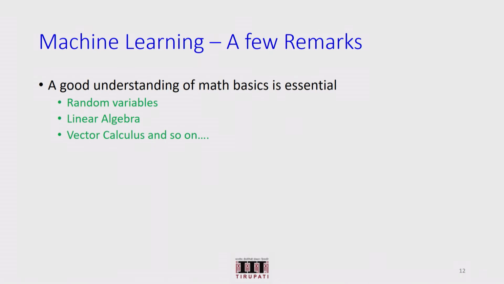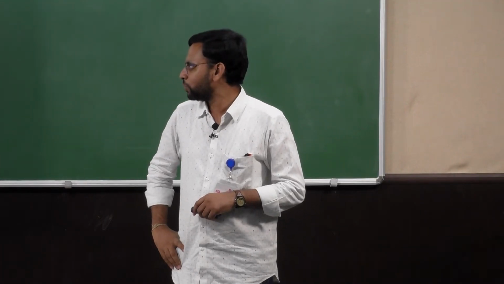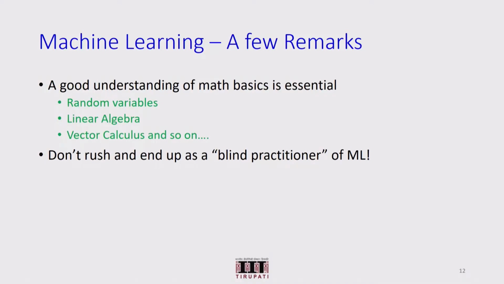Okay. So as I said, the backbone of all these things is indeed mathematics. So it's in a way statistics put in a frame, as was shown in a cartoon, not too far from reality. So you do indeed require a good understanding of random variables, linear algebra, vector calculus, multivariable calculus is what I mean by that. So all these things are indeed required, okay, and don't rush and end up as a blind practitioner of ML. Don't say that if I knew it I would not have come to the workshop.